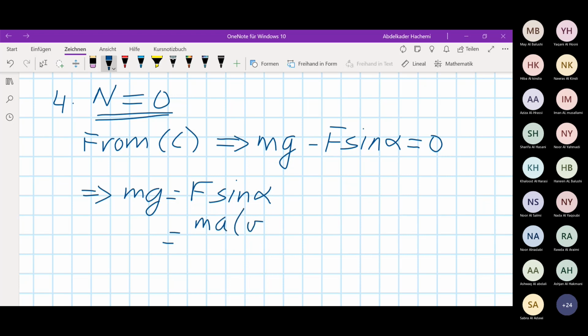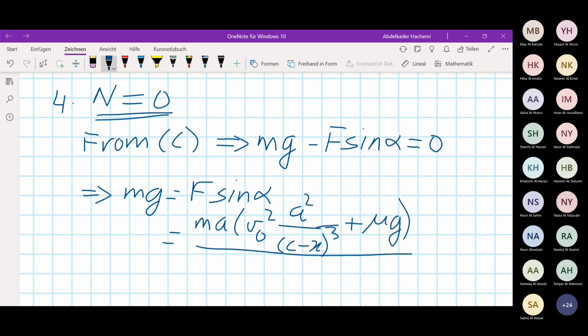a v0 squared multiplied by a squared, over (c minus x) cubed, plus mu multiplied by g, divided by (c minus x) plus mu multiplied by a.